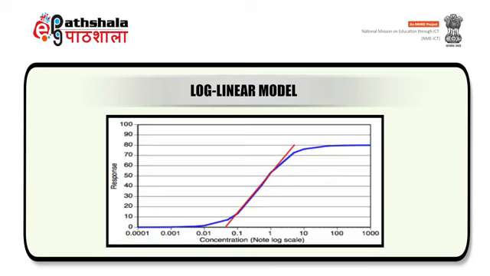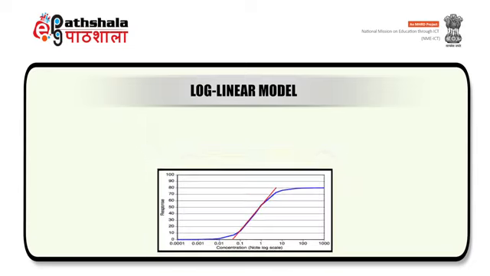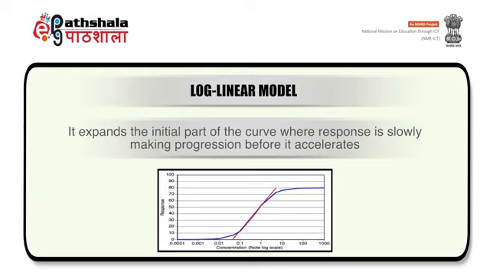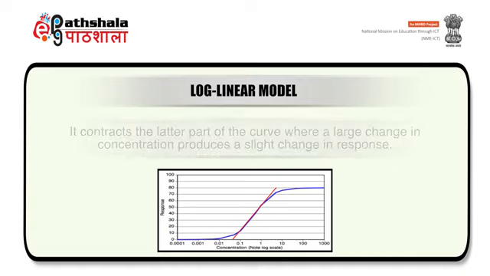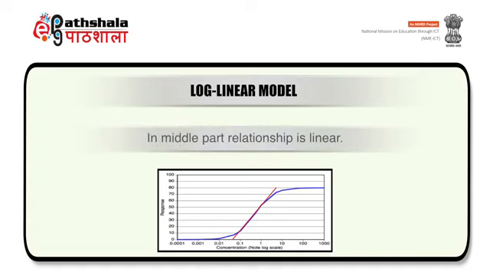In the graphical representation of this model, that is the log linear model, it can be understood that it expands the initial part of the curve where response is slowly making progression before it accelerates. Then it contracts in the later part of the curve where a large change in concentration produces a slight change in response, and in the middle part the relationship is linear.